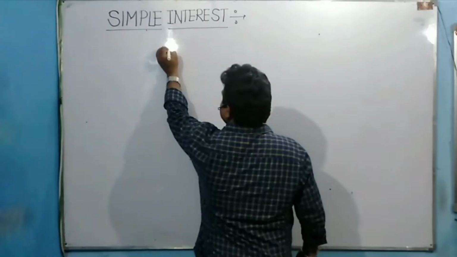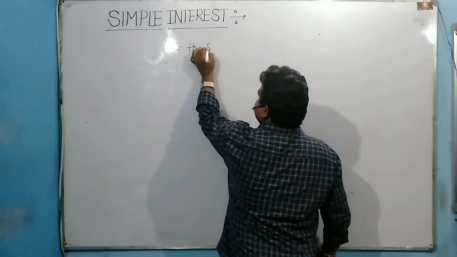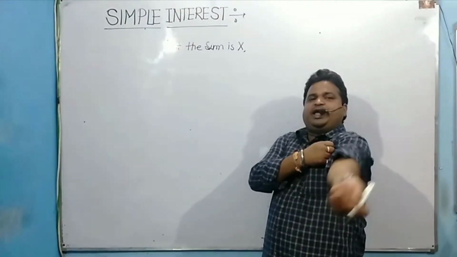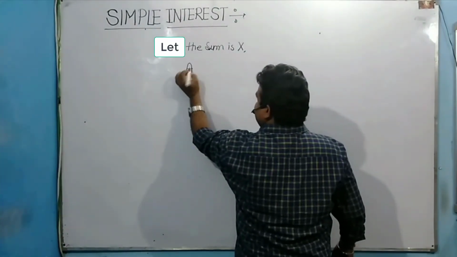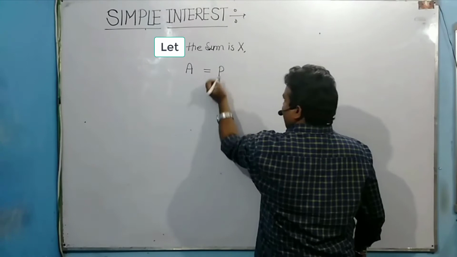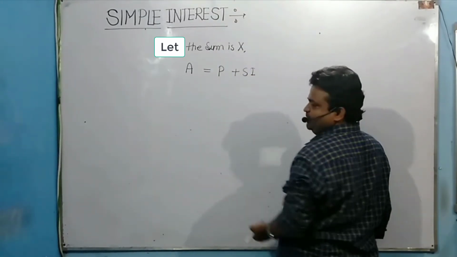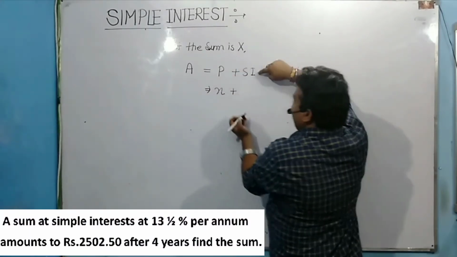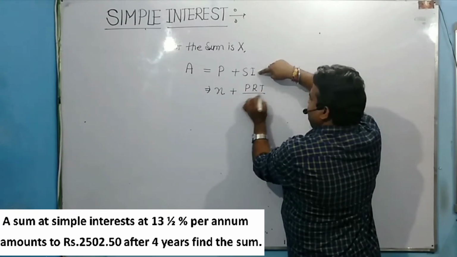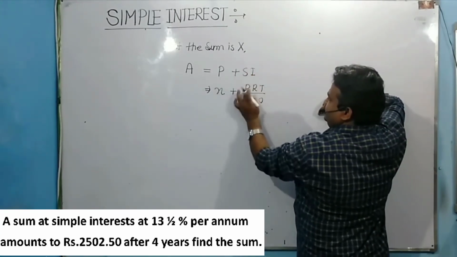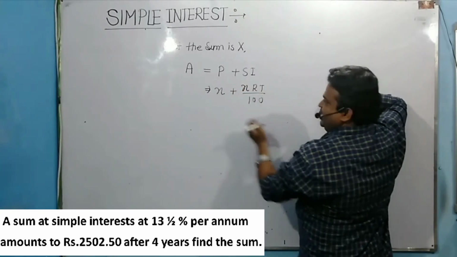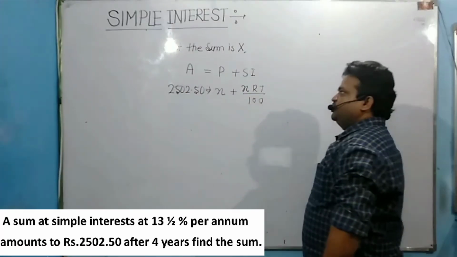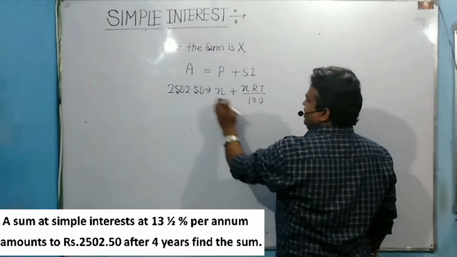Now let the sum be x. पहले मान लेते हैं, assume my sum is x. Now the amount is given to you. What is the amount when you apply simple interest on the principal amount? So you need to calculate this principal. So you assume this is x. What is the formula of simple interest? PRT by 100. But since you assume your P value is x, I can replace this P value by x. The amount is given to you, 2502.50. Now you need to solve this for x and find out the value.